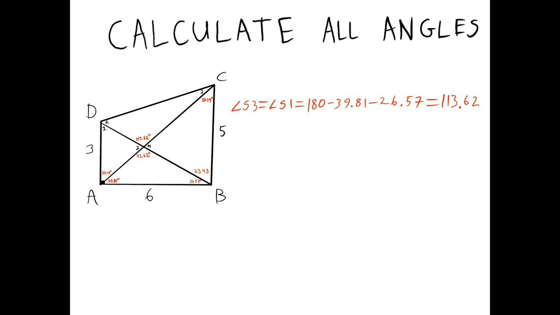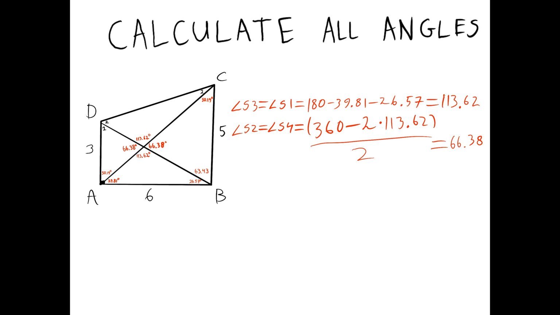Then we calculated angle S2 and S4, which are also equal to each other, as they are also opposite angles. We did this by subtracting angle S1 and S3 from 360 degrees, and then dividing it by 2. So angle S2, which is equal to angle S4, is equal to 360 degrees minus 2 times angle S1, divided by 2. So angle S2 and angle S4 are 66.38 degrees.